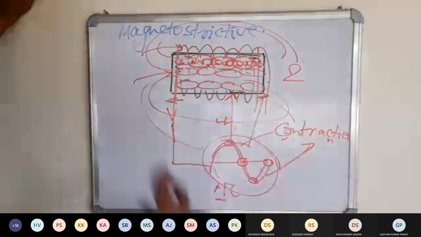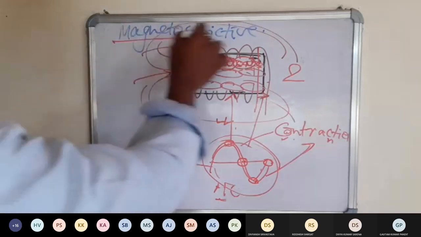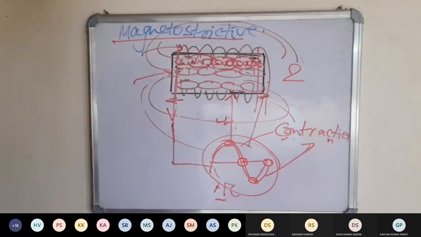Now this is the principle which is used for making a transducer, and that we are calling as magnetostriction. This process or phenomenon is called magnetostriction.